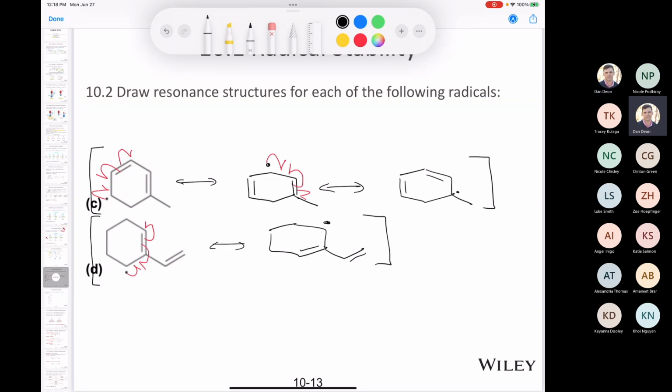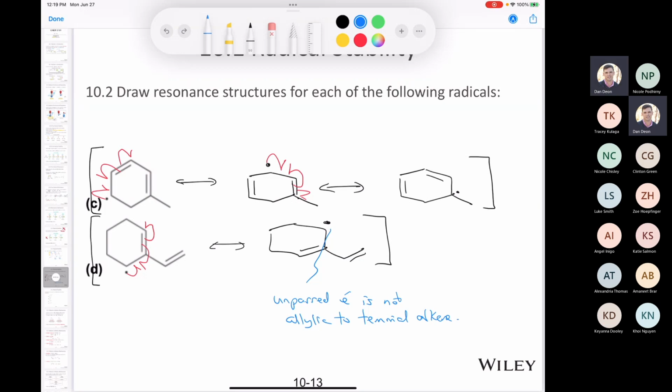There's only one. The reason why is because the unpaired electron is not allylic to the terminal double bond. We'll just call it the terminal alkene. This is the terminal alkene, right? Because it's at the end of a line, okay? It's not allylic to that, so we cannot draw any resonance contributors that bring that double bond into play, so to speak. All right. So resonance structures.